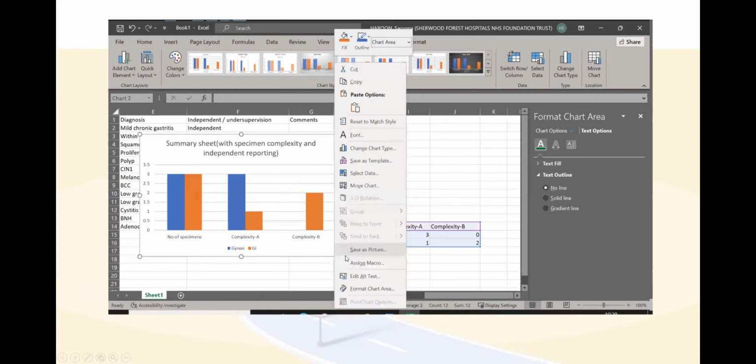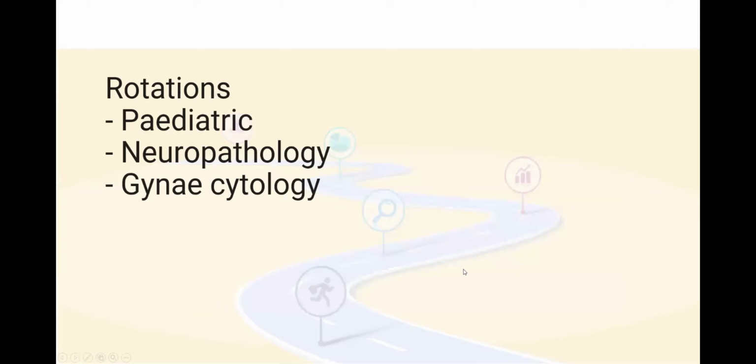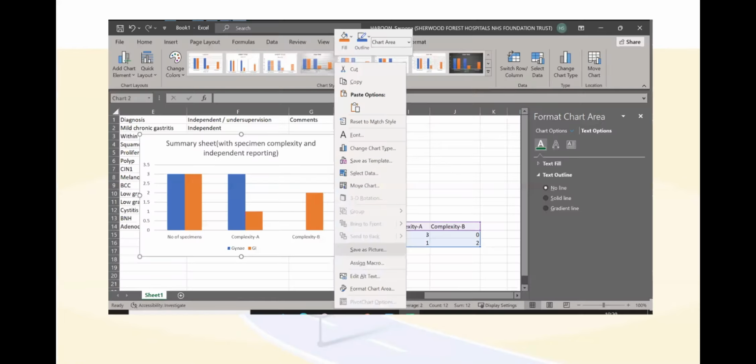Always save as picture what I have done over here, and then save it to your cloud storage, which I always suggest to everyone. And okay, the second part for today was for rotations. So for cytology, gynae cytology, the charts should be for your histopathology.